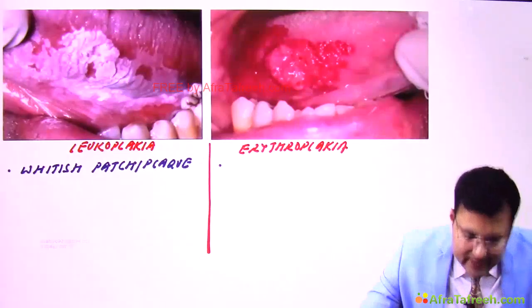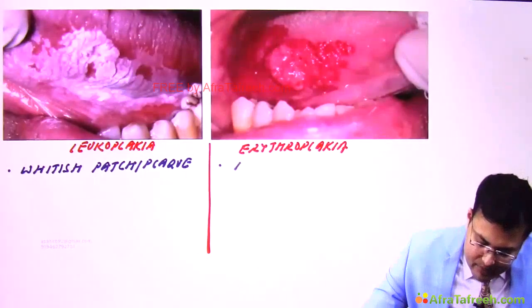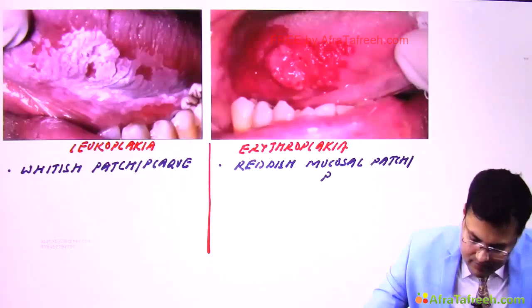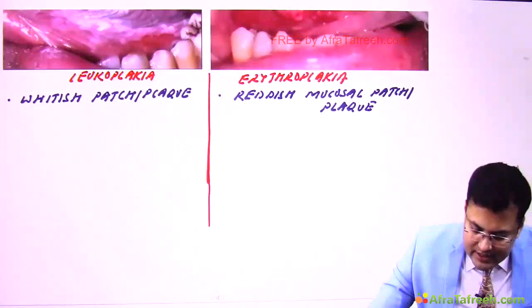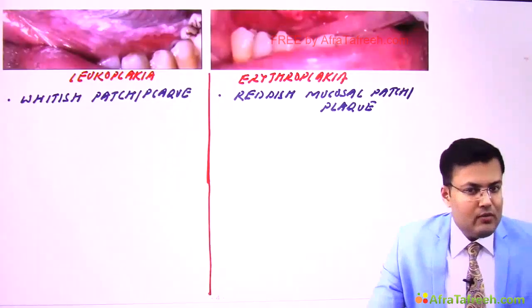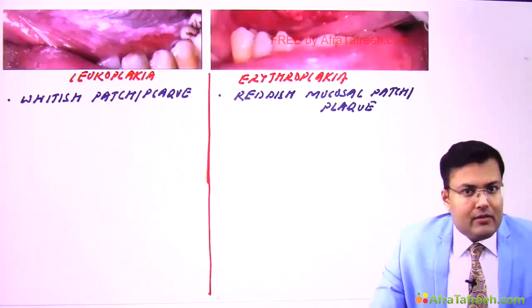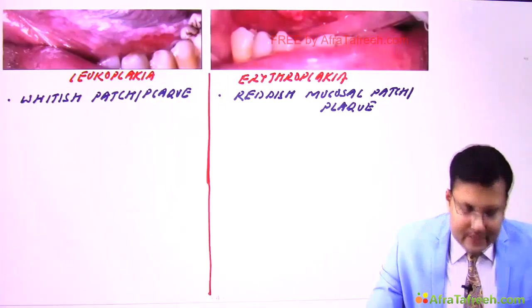And in erythroplakia, you saw that here patient is having reddish mucosal patch or plaque. Clear? One by one we are going to discuss. If we are talking about the incidence, which one is more common, leukoplakia or erythroplakia? So leukoplakia is more common. And if you are talking about the incidence of malignancy, erythroplakia is having higher risk of malignancy.